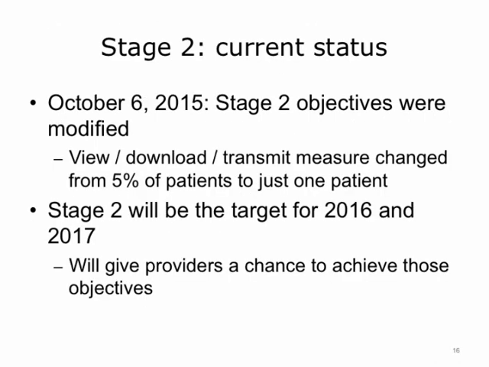In October 2015, the Stage 2 Health Information Exchange objectives were modified so that the view, download, and transmit measure required only 1 patient rather than 5% of patients. Stage 2 will be the target for 2016 and 2017. To qualify for the incentive payments, healthcare providers will need to meet those objectives during those time periods.